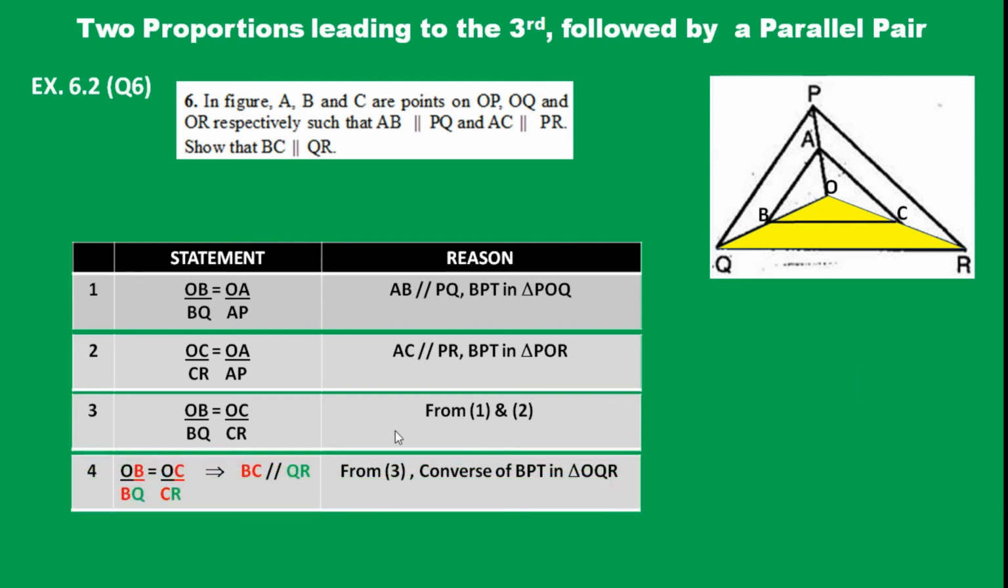Hence we have BC parallel to QR. Again, please observe here. This proportion has been rewritten with just colors added. So BC becomes BC parallel to QR. This becomes the converse of BPT in triangle OQR.